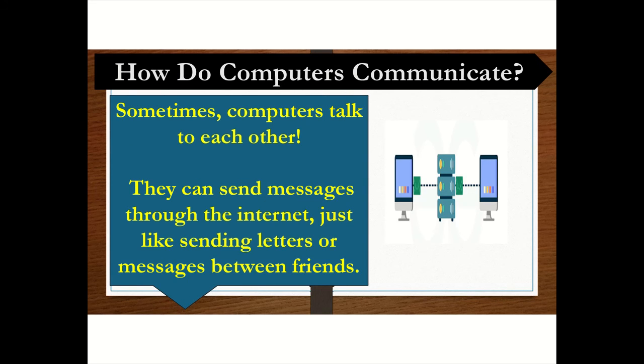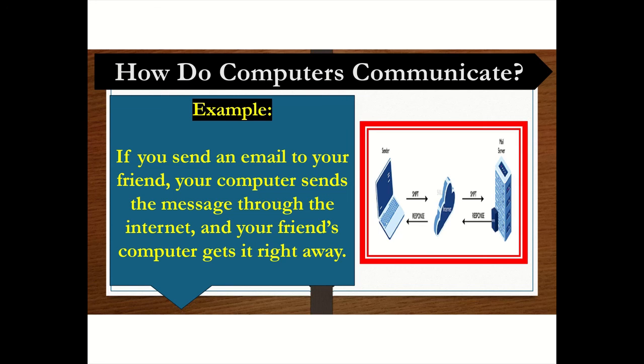How do computers communicate? Sometimes, computers talk to each other. They can send messages through the internet, just like sending letters or messages between friends. Example: if you send an email to your friend, your computer sends the message through the internet, and your friend's computer gets it right away.